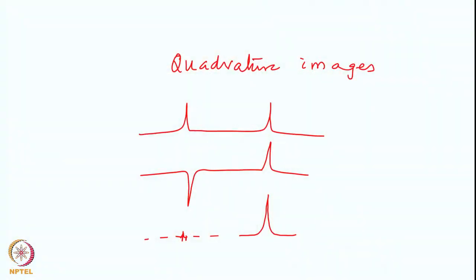Suppose there is a mismatch between these two receivers, and the signal amplitude here is not the same as the signal amplitude here, then it will produce a small glitch here which does not have any particular phase or anything like that, and this is called a quadrature image. And this has to be removed, and there are of course techniques to remove this kind of glitch, and these quadrature images are not desirable in your spectrum. So that is a special feature of Fourier transform NMR, and then the next thing that comes up is what is called signal digitization and sampling.